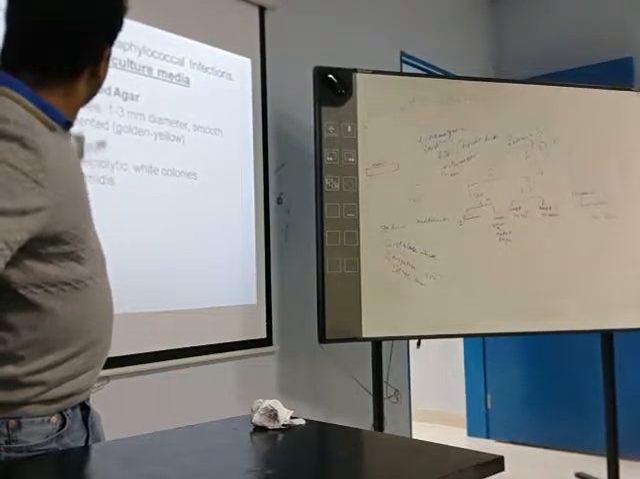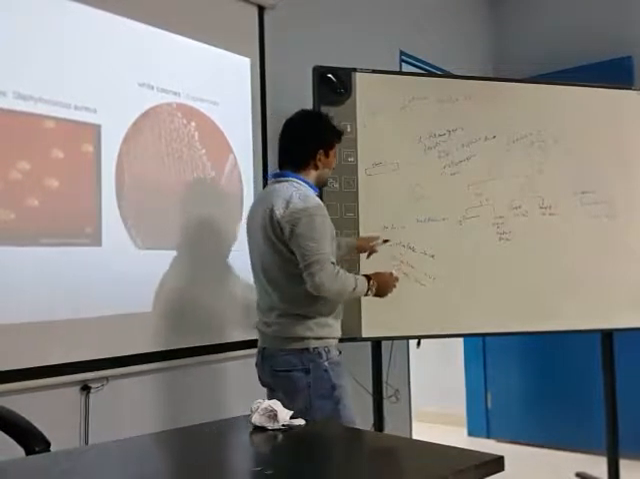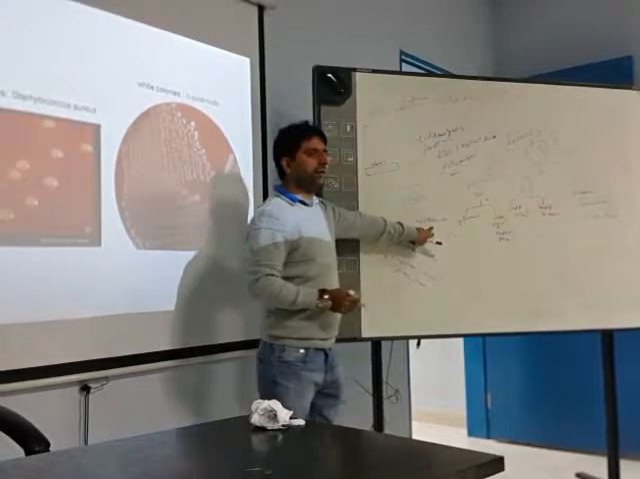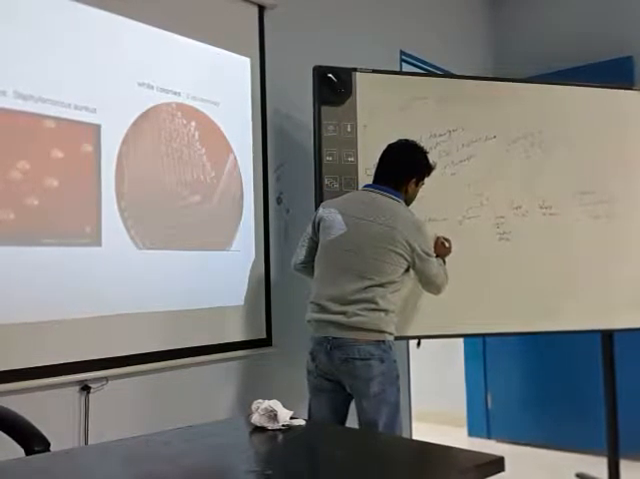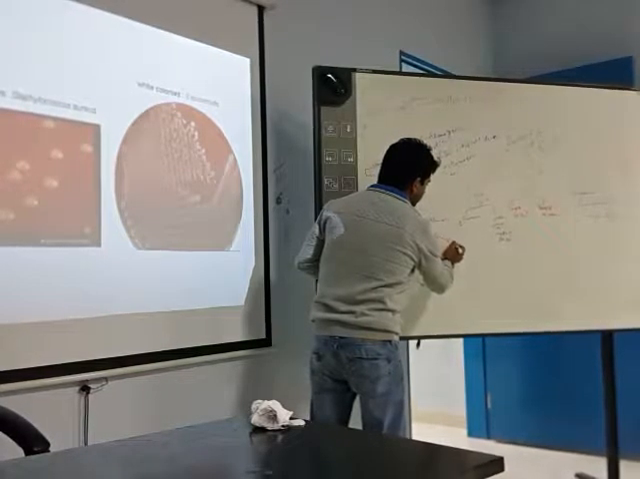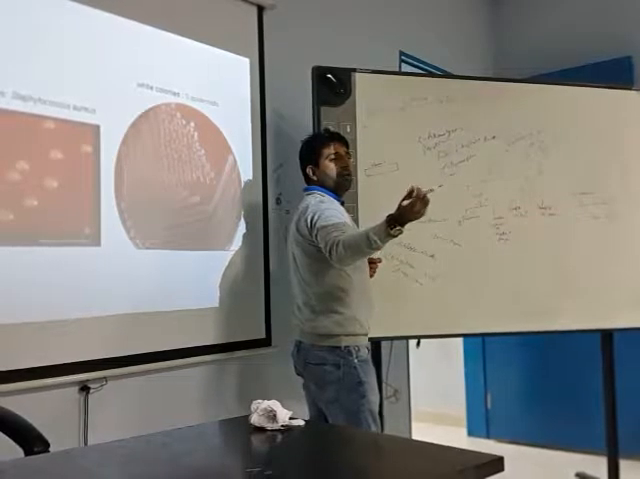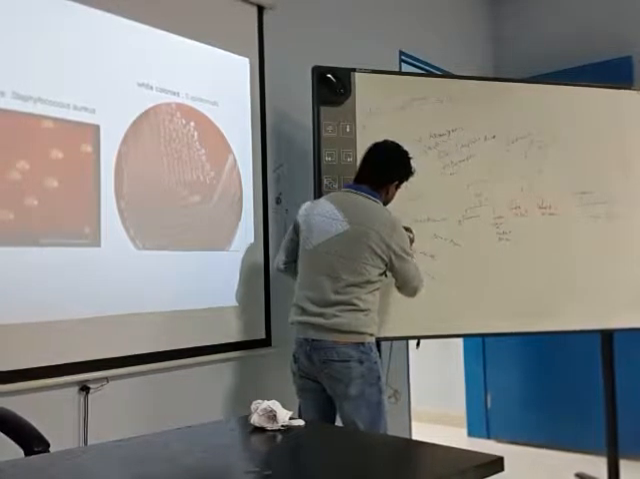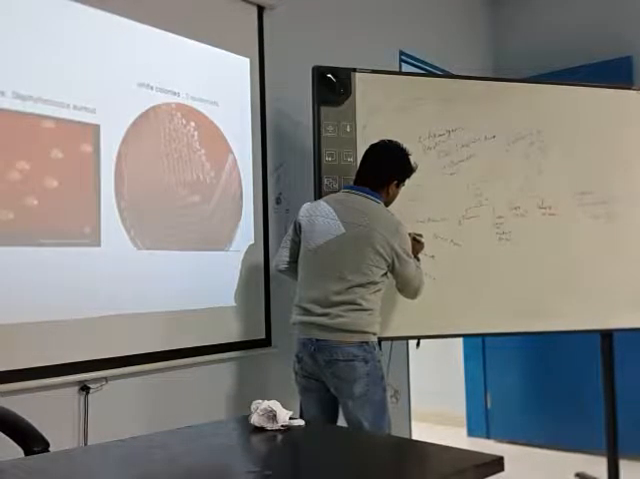Now, this is about the blood culture. If you put both strains, Staphylococcus aureus and Staph epidermidis, on blood agar, what you see is that Staph aureus will form golden colonies. Why does it form golden colonies?